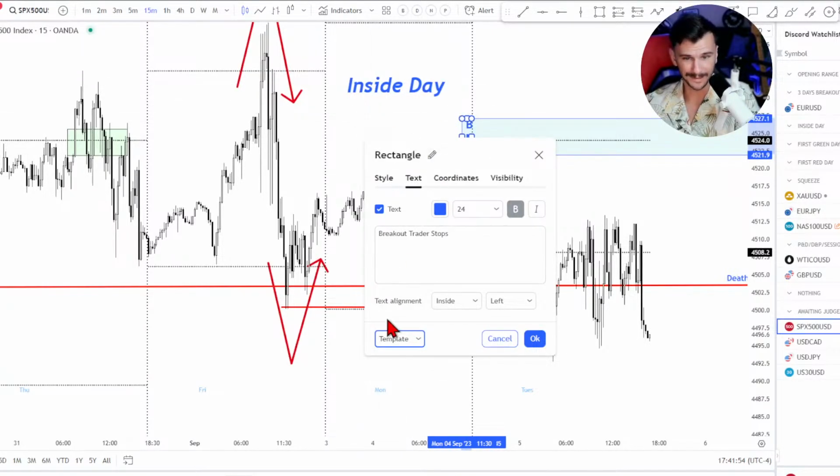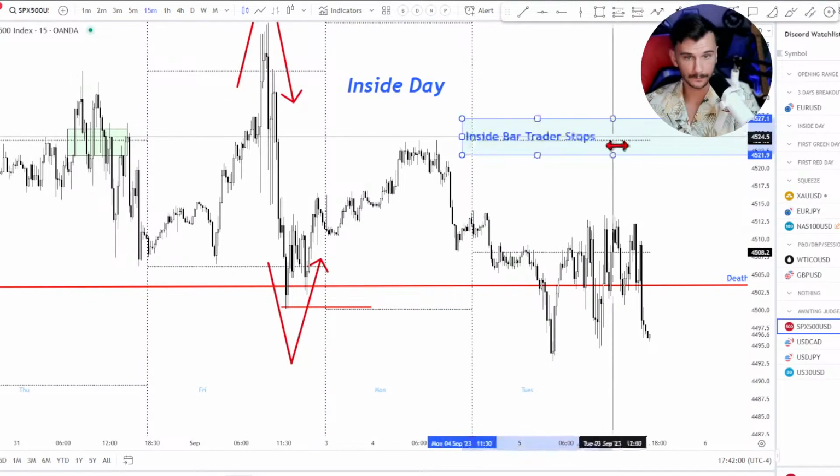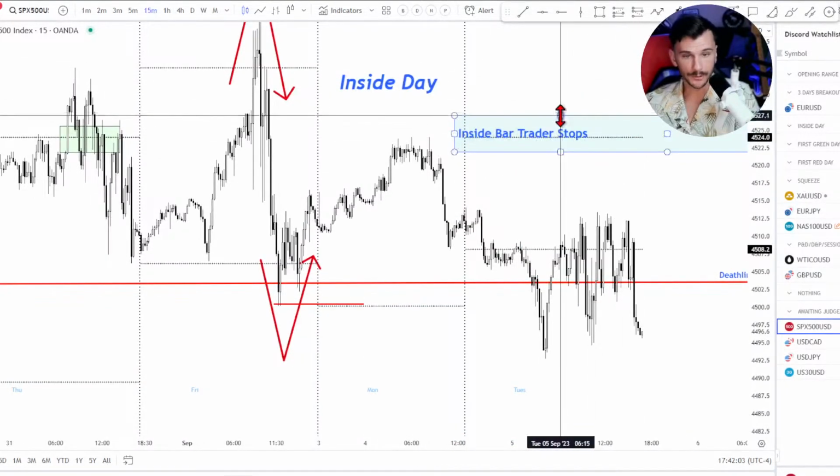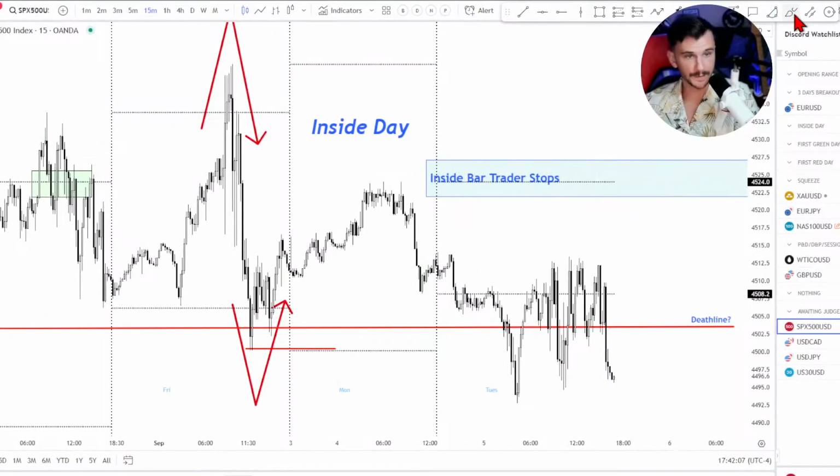No, not that one. What am I doing? Inside bar, trader stops up. Why did it do that? Okay. Inside bar, trader stops. We had an inside day. We've hit the low of the inside bar. Now it's up there. We've broke out. We've closed on the outside of the opening range.